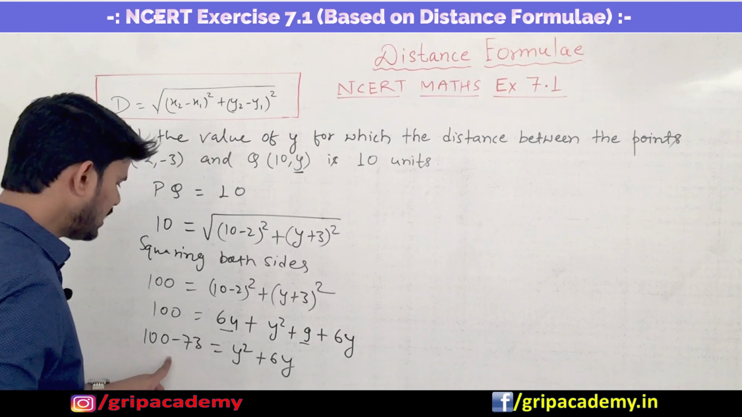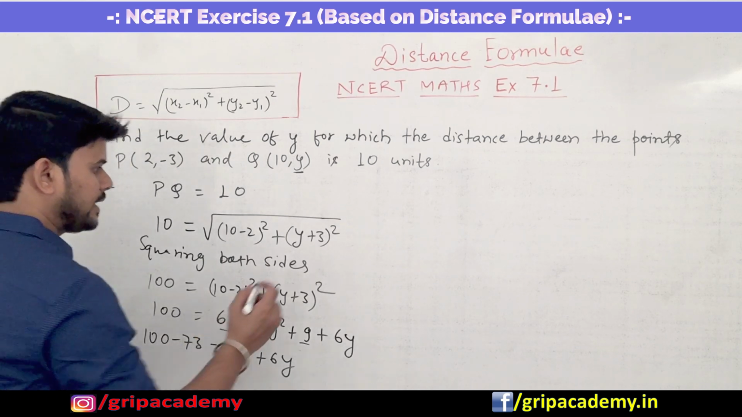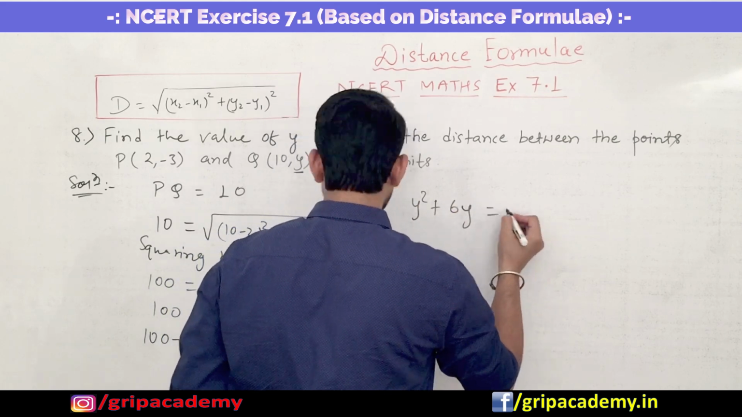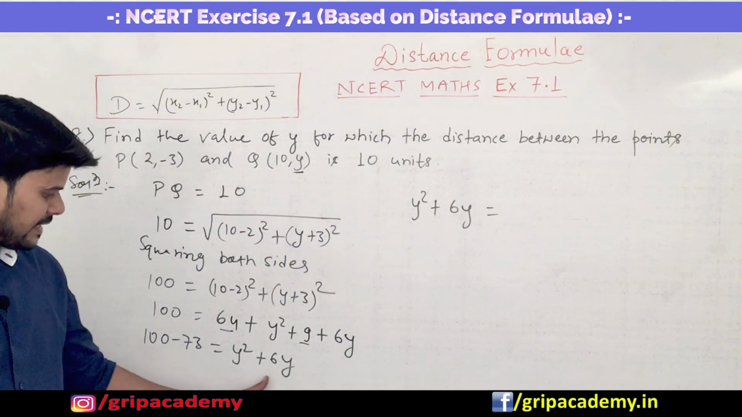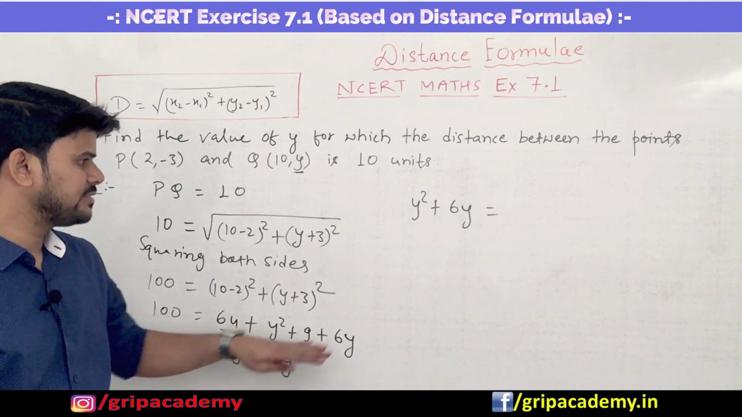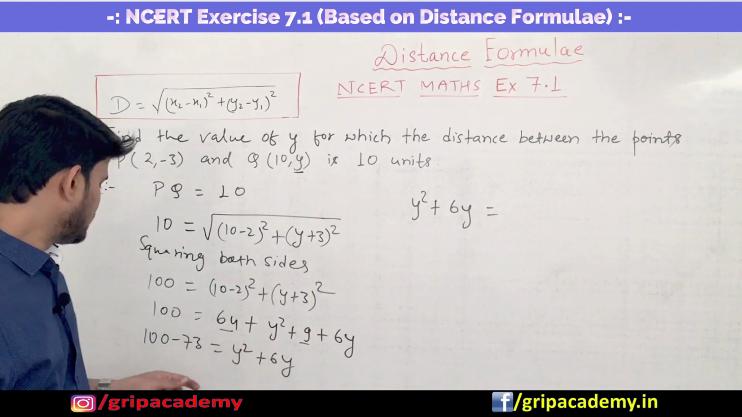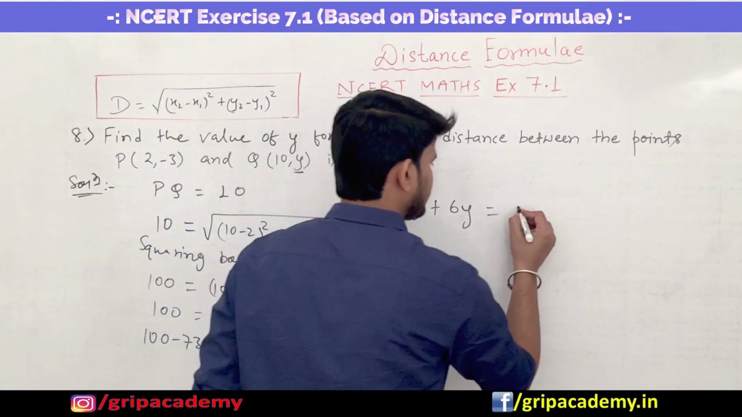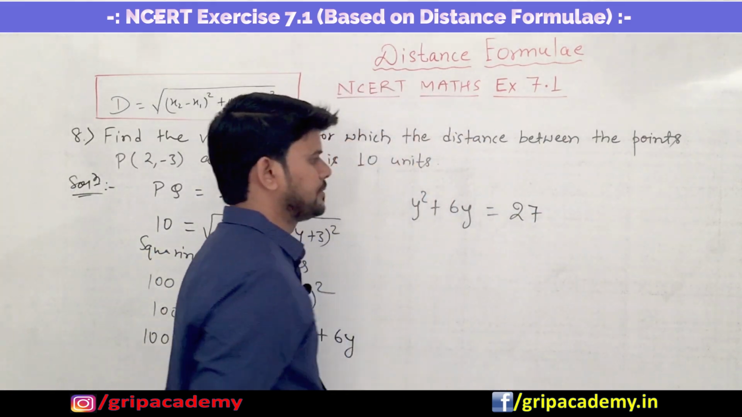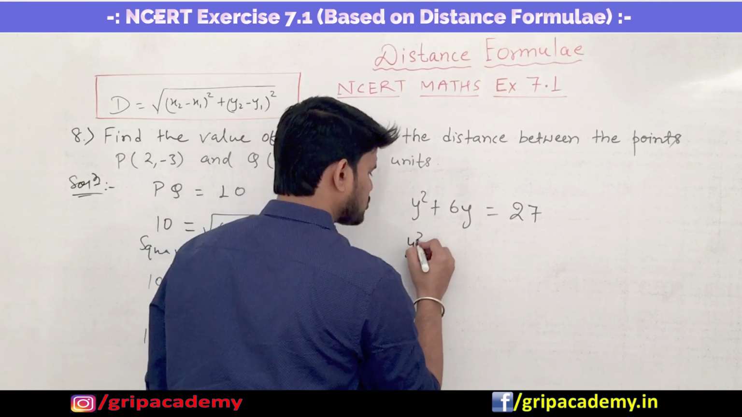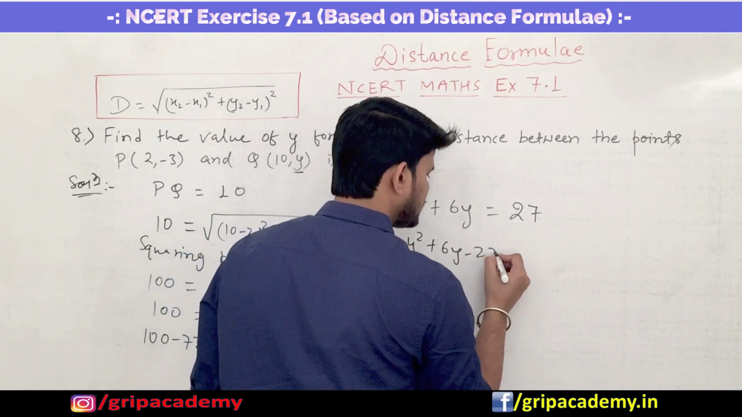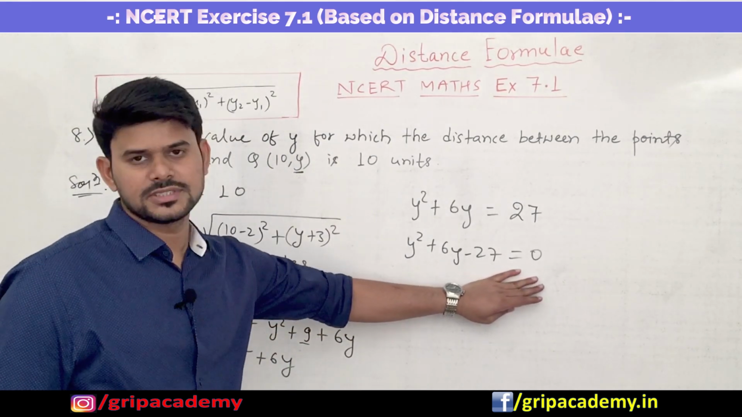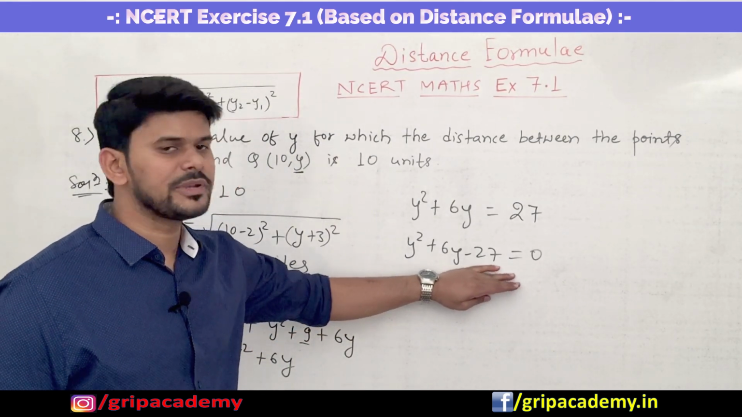So what we are getting? y square plus 6y equals to, why am I writing this on the left hand side? Because the variable is always written on the left hand side. 100 minus 73 is 27. So y square plus 6y minus 27 equals to 0. Now this is a quadratic equation, so we will solve it by breaking the middle term.